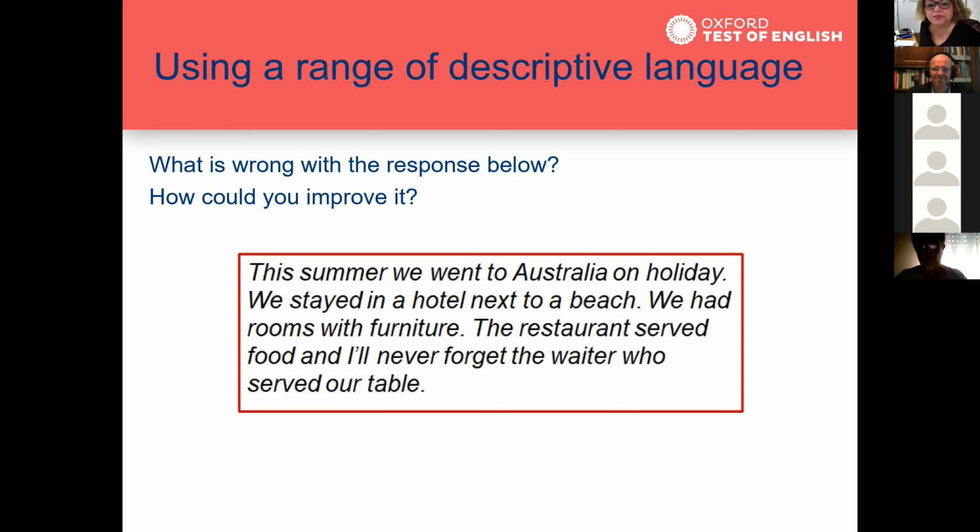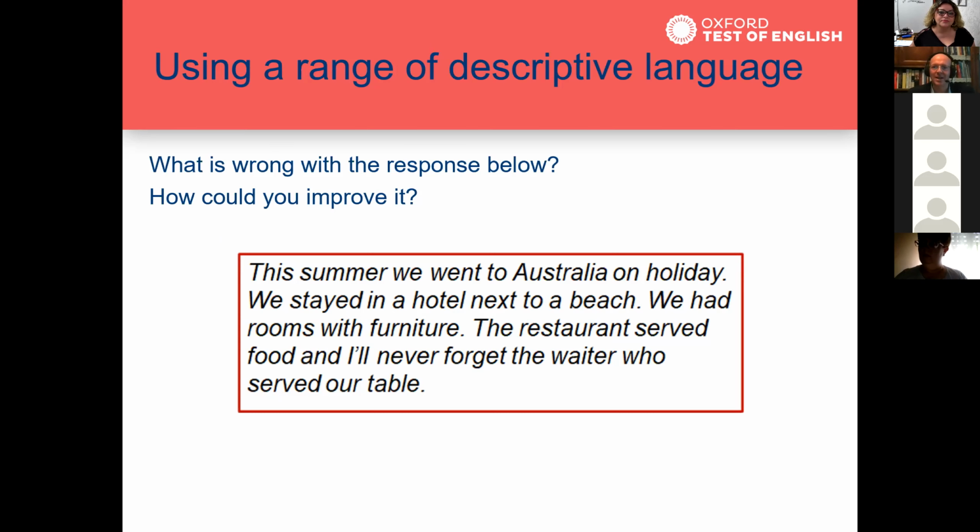The vocabulary is a bit basic, isn't it? Summer, holiday, stay, hotel, beach, room, furniture, restaurant, food, waiter, served table. This is all very, very simple. This is about A2 level of English. If you want to get a B2, or at least a very good B1, you need to do something better than this. I'm looking at this and I'm thinking, you went to Australia on holiday? That's a fantastic experience. I've never been to Australia. It's the furthest place away from here that there is. This is a really special thing. But I don't feel that this is anything exciting or interesting to read.